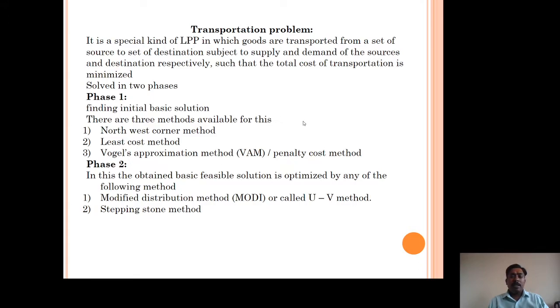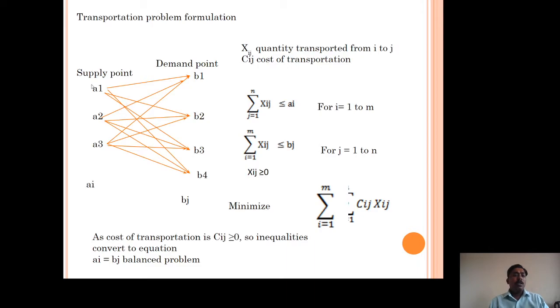Suppose there are different supply points like A1, A2, A3 here, and there are different demand points like B1, B2, B3 and B4. Here we assume that we can supply from any location, like from A1 to the destination points, that is demand points B1, B2, B3, B4. In the same way, we can supply from A2 to B1, B2, B3 and B4. So A1, A2, A3 up to Ai are the supply points, whereas B1, B2, B3, B4, up to Bj are the demand points.